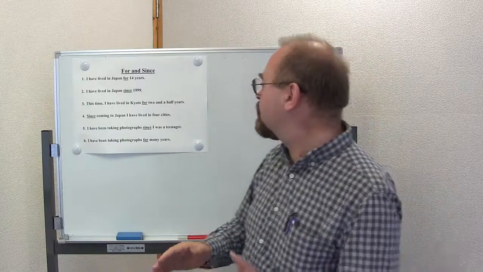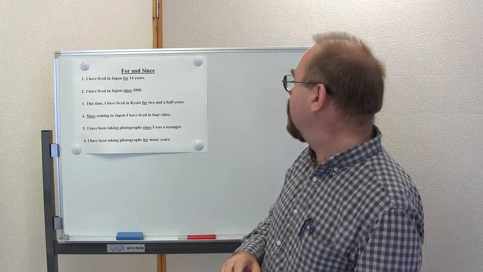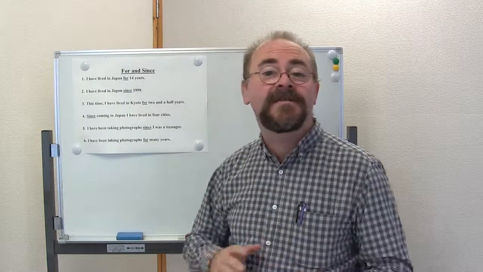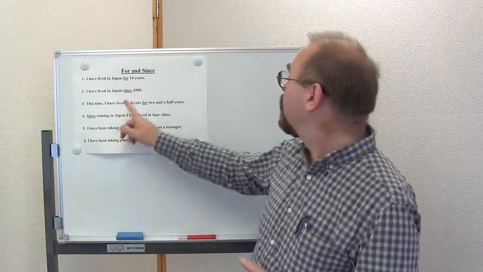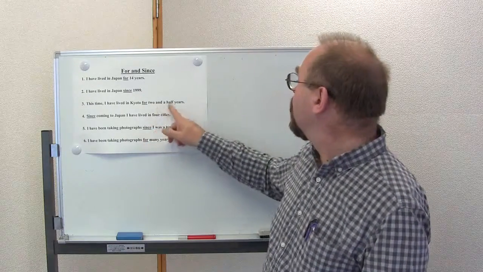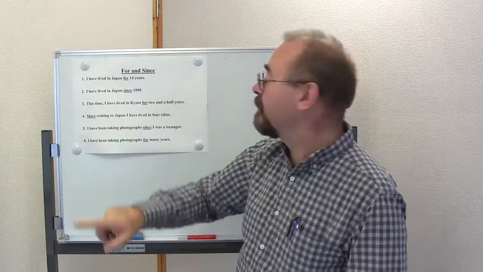So, another example. This time I have lived in Kyoto for 2.5 years. So, this is my second time to live in Kyoto, and this time for 2.5 years I've been living here. So, we're counting 2.5 years, so we need for.